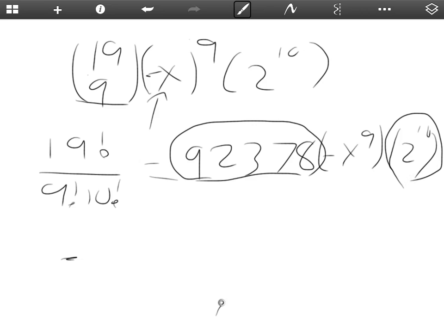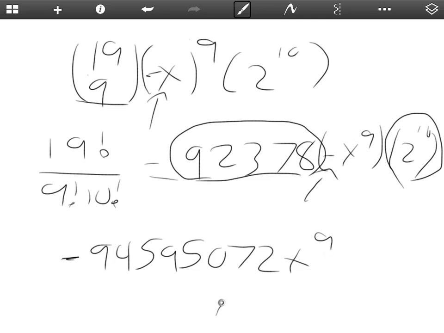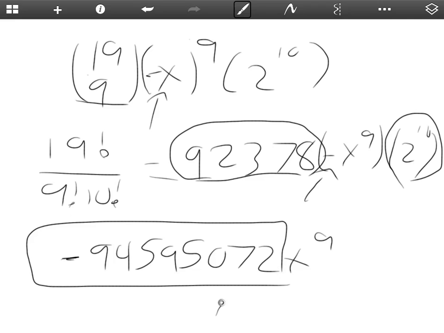2 to the 10 times, oh, it's only 1,024. That's not a huge number. 92378 times that is a large number, which is equal to negative 94,595,072. So that's the coefficient of x to the ninth. So this is your giant coefficient here, at the end.